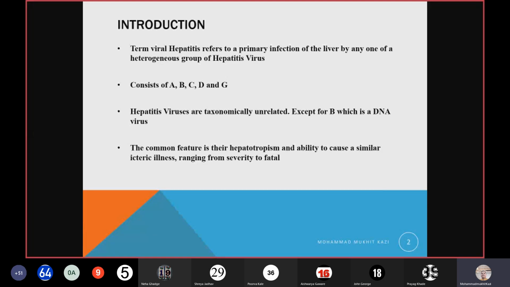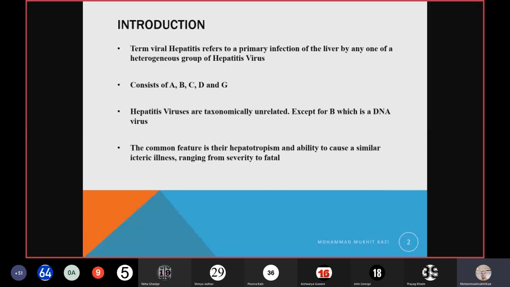Coming to the introduction, the term viral hepatitis refers to a primary infection of the liver by any one of a heterogeneous group of hepatitis viruses. There are various groups of viruses under this term: hepatitis A, B, C, D, and G, and all of them are responsible for causing infections to the liver. That's why the name hepatitis has been given.